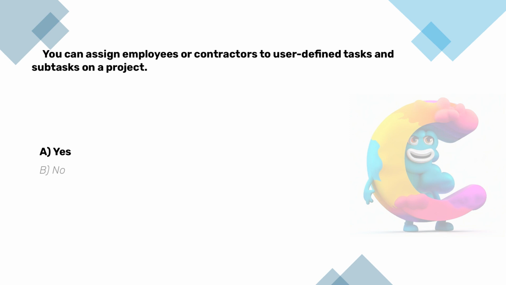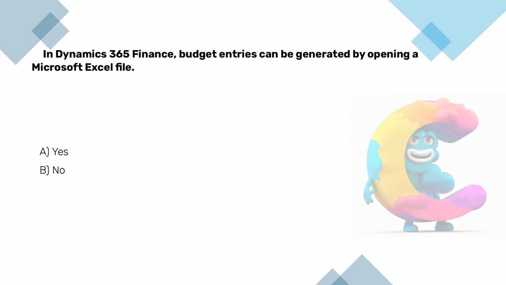You can only associate one subproject with each project. In Dynamics 365 Finance, budget entries can be generated by opening a Microsoft Excel file. Is it correct? Okay, now pause the video here, have a bit of think, and then continue when you are ready. Yes, it is true.